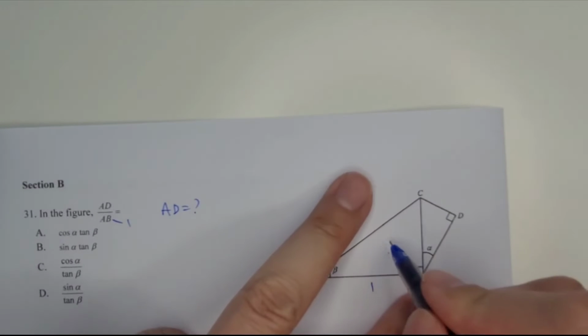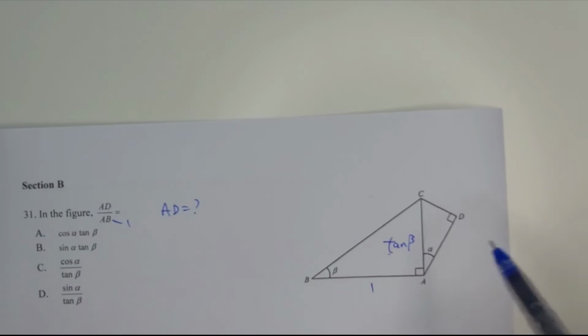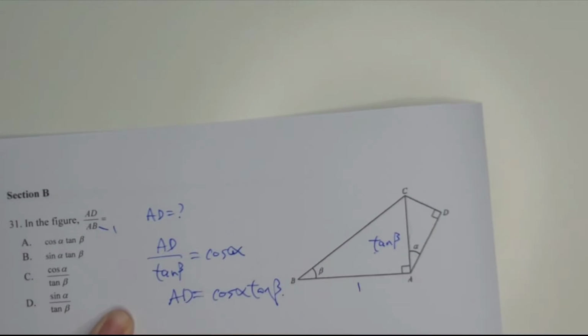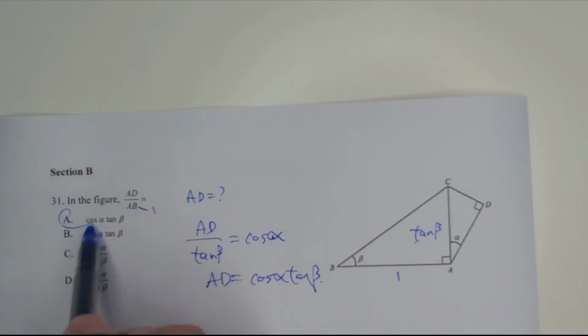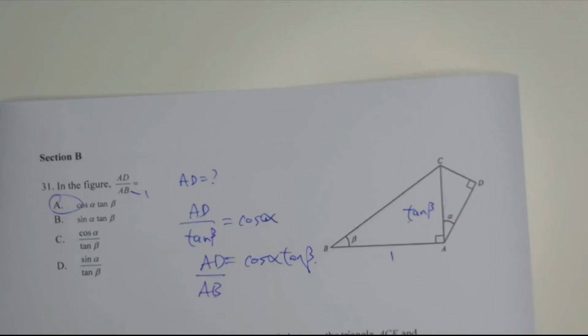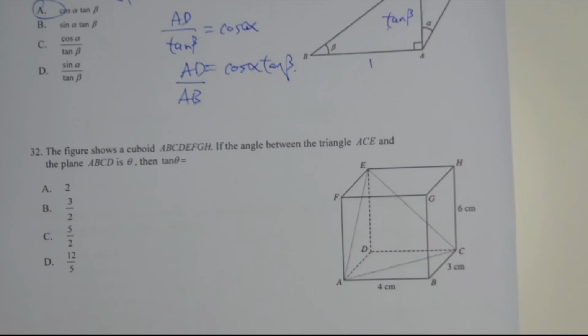So CA over 1 is tangent beta, so CA is tangent beta. Now look at the second triangle. You need to find AD. So AD over the hypotenuse tangent beta equals cosine alpha. So AD is cosine alpha times tangent beta. Therefore, the answer is A, because AB is 1. So final answer A.